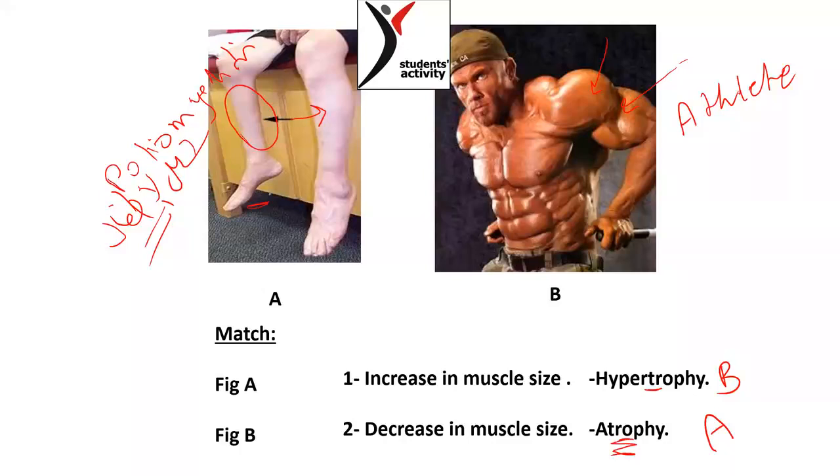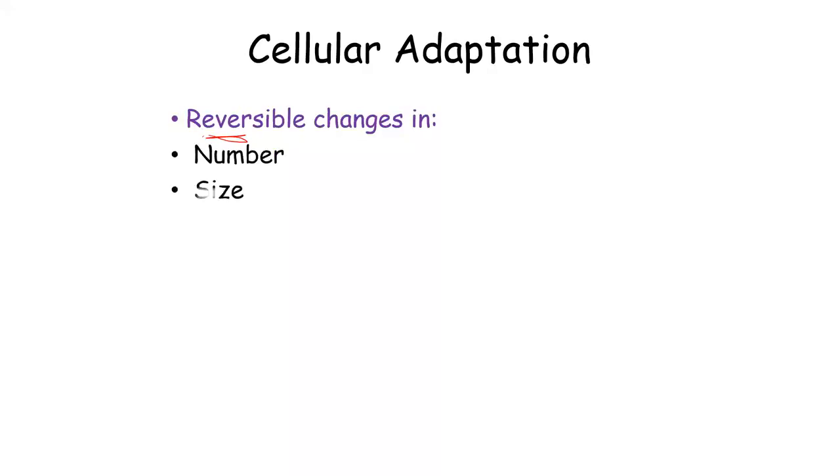So you have cellular adaptation. In cellular adaptation, we have reversible changes. If you reverse the stress, you are going to go back to normal. These are reversible changes in the number of the cell, in the size, in the phenotype of the cell, or the metabolic activity and function of the cell, in response to changes in the environment.